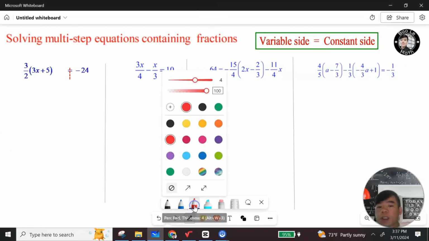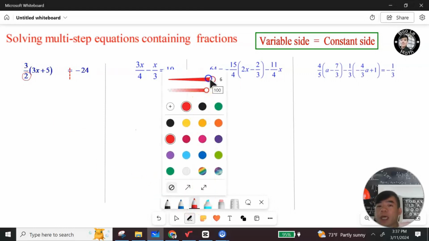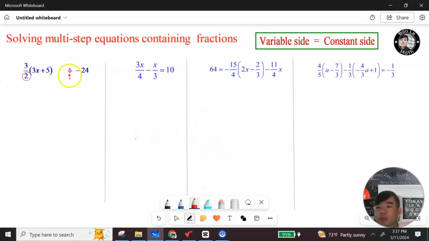Now, the first step when you solve a multi-step equation containing fractions is to try to eliminate the denominator. Look at this one. You see that the denominator is 2 right here, so you need to eliminate it. In order to eliminate the denominator, I'm going to multiply both sides by 2. So I multiply this by 2, and I multiply this by 2.